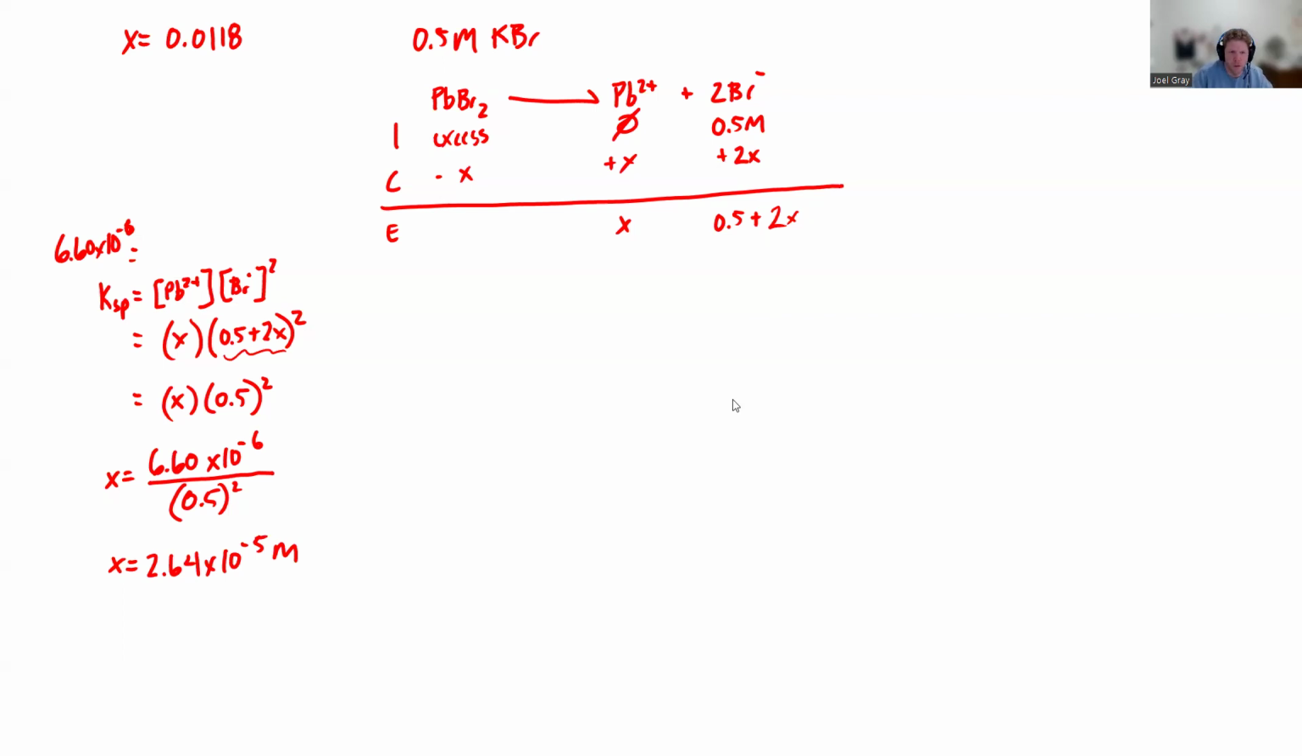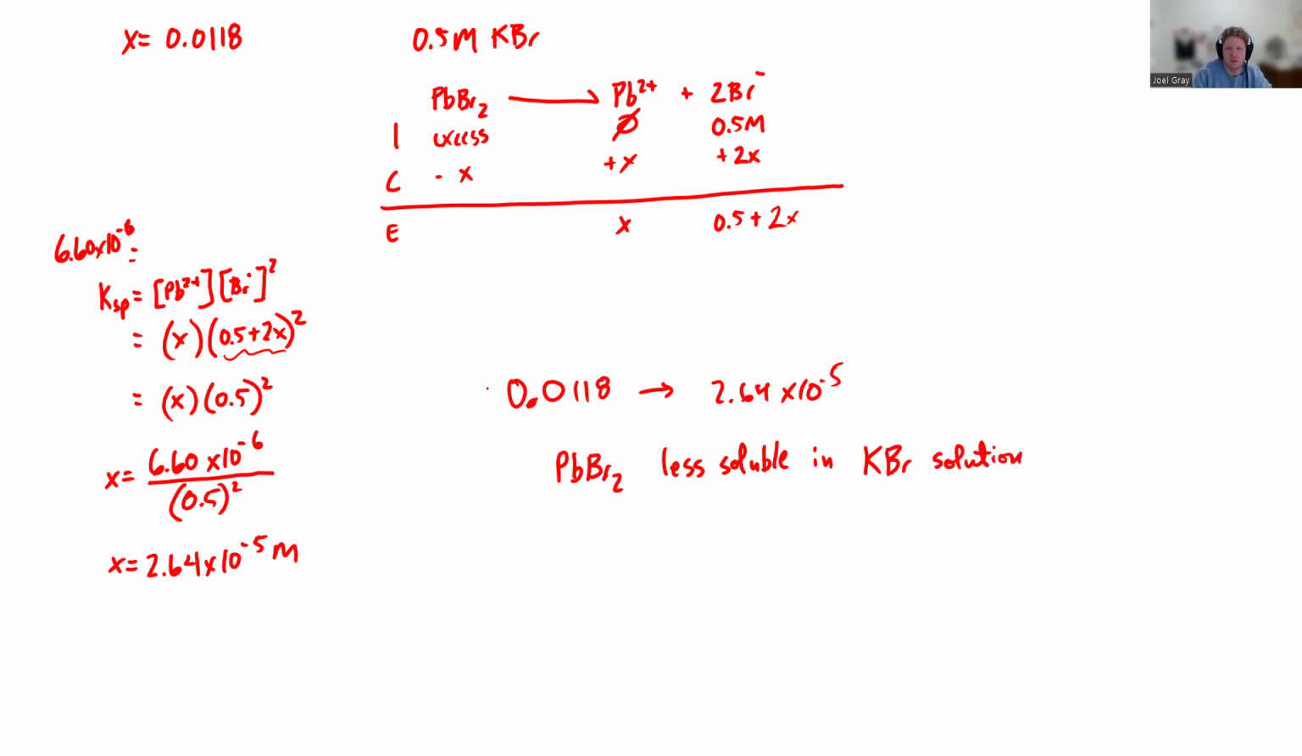Before we go on to the third part, I want to talk about these two numbers that we solved for. When we looked at the molar solubility of our PbBr2, and then we looked at it in this KBr solution, our number went from 0.0118 to 2.64 times 10 to the negative 5th. What this tells us is that our PbBr2 is much less soluble in the KBr solution. So the magnitude of this number is very important.